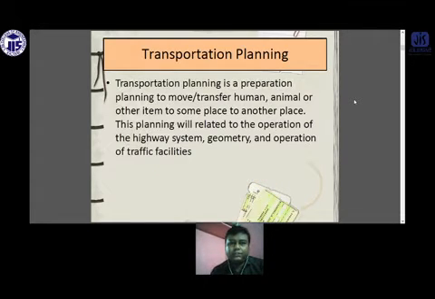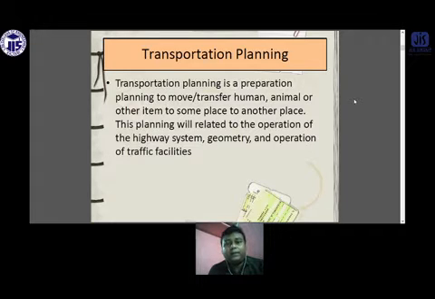So what is transportation planning? Transportation planning is the preparation for moving or transferring humans, animals or other items from one place to another. This planning relates to the operation of the highway system, the geometry and the operation of traffic facilities. So basically planning includes all movement of human beings, animals, goods or other items.